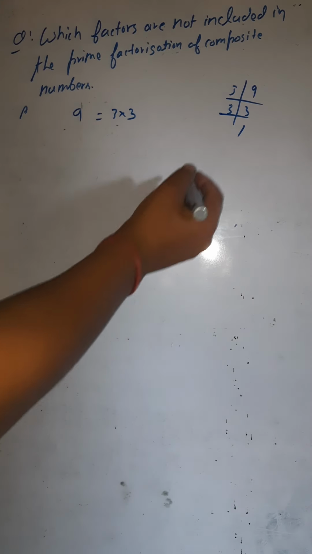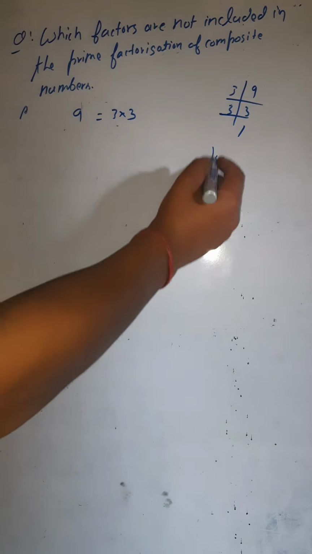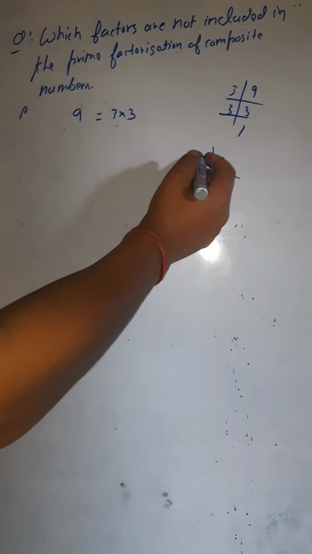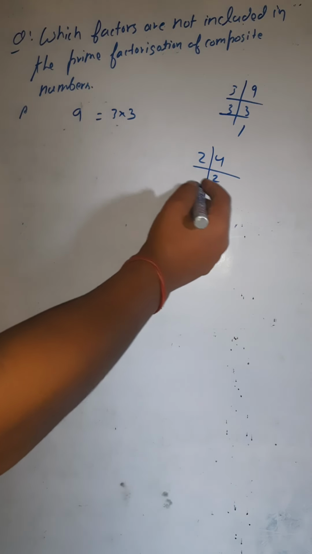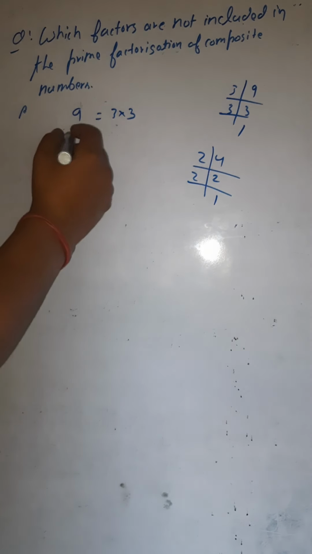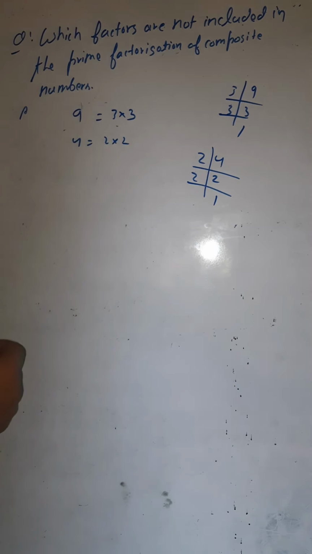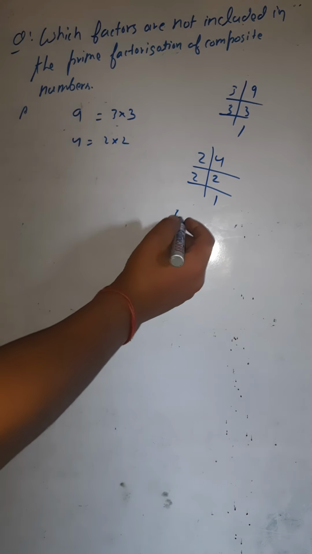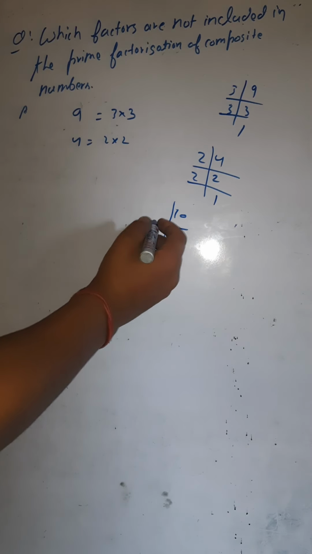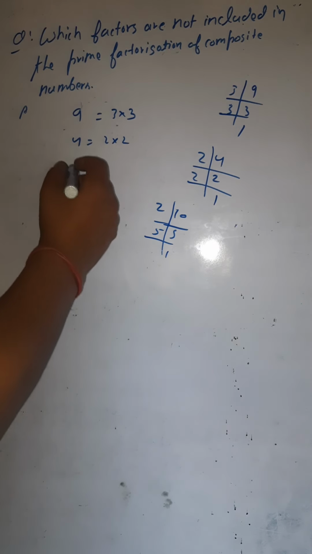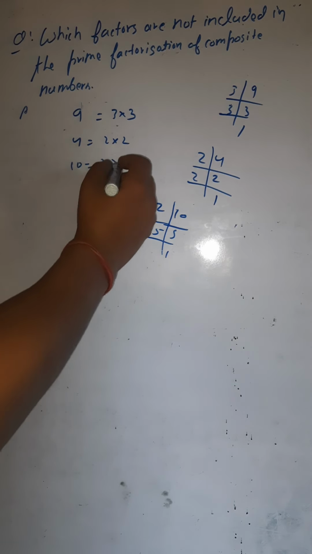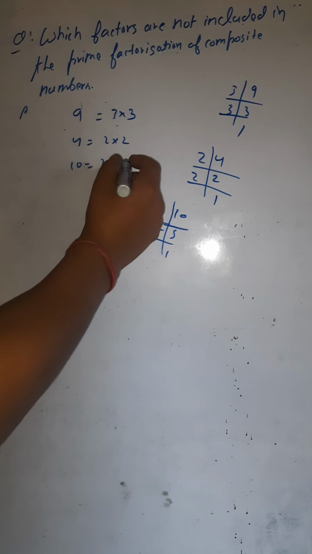Next composite number, suppose we have another composite number that is 4. If you divide this 4 by the prime number, it is divisible by 2, so it would be divisible 2 times. 2 2 ja 4, again 1. So prime factors of 4 are 2 multiply 2. Okay, similarly one more composite number, let's take 10. If you find out the prime factors of 10, first divide it by 2. 2 5 ja 10 and 5 1 ja 5. So prime factors of 10 are 2 multiply 5.